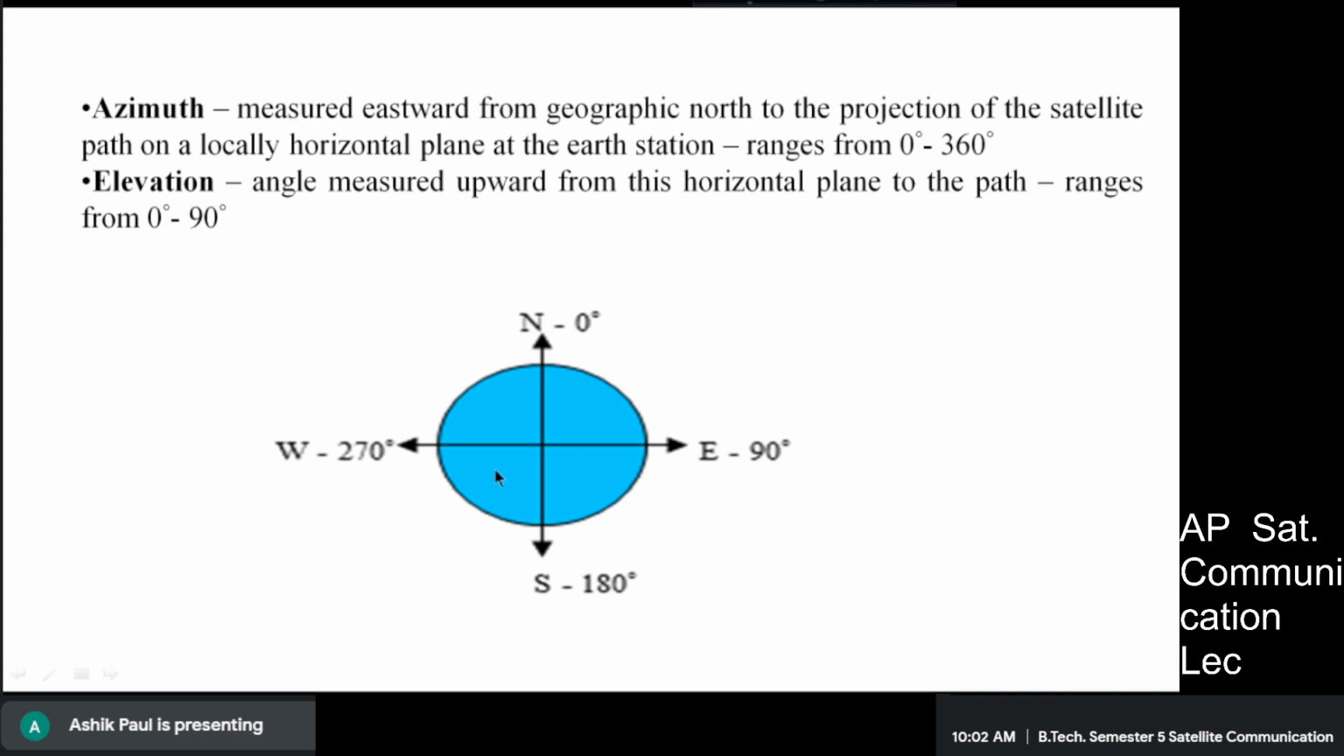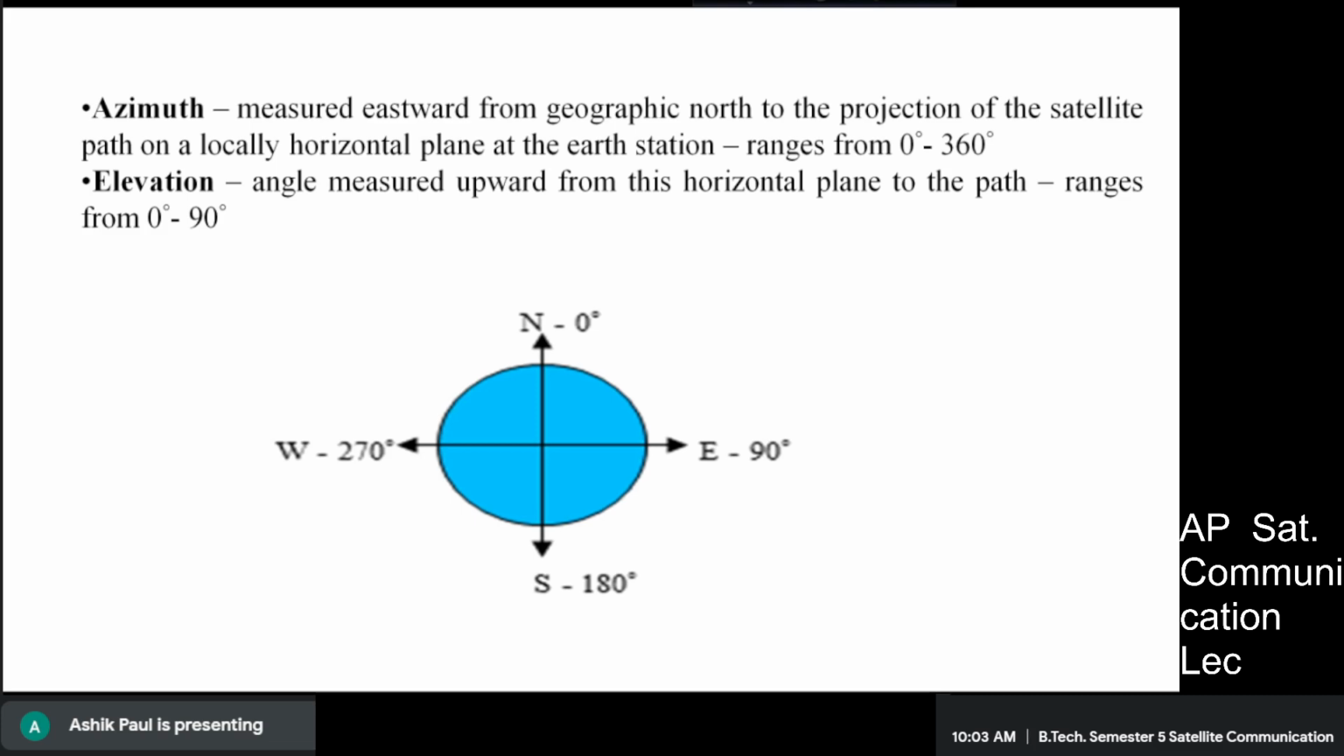Now, of course, once we go through the calculation of elevation and azimuth, then we could further pinpoint the exact direction, the exact elevation and azimuth at which the antenna has to be pointed. And then suppose there are other satellites also, like one other satellite is at 96-degree east.